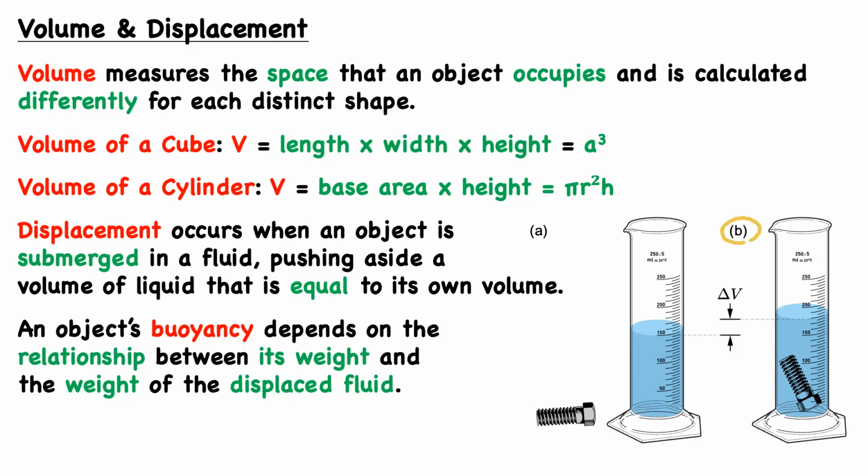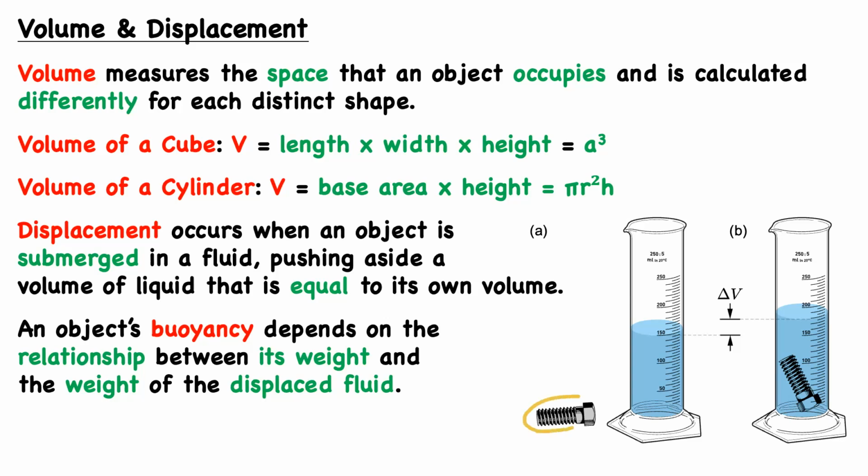Now in frame B of the image, the bolt is no longer outside of the graduated cylinder. It's now on the inside. And in this case, the increase in volume we see going from frame A to frame B is equal to the volume of the bolt. Now, you can imagine why this is so useful.